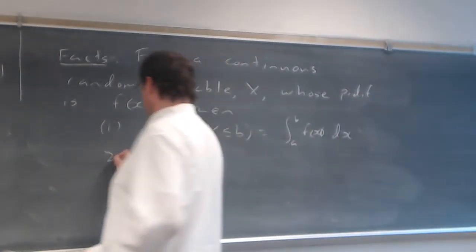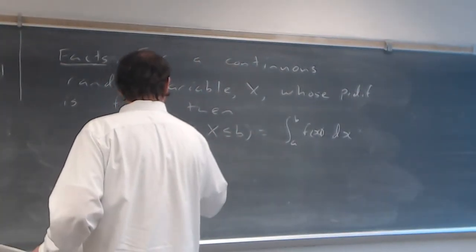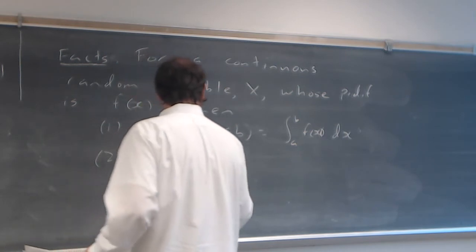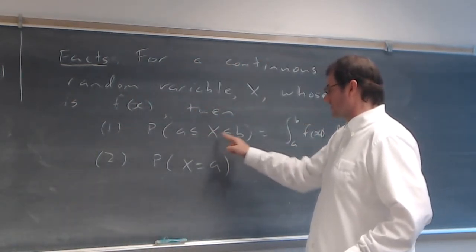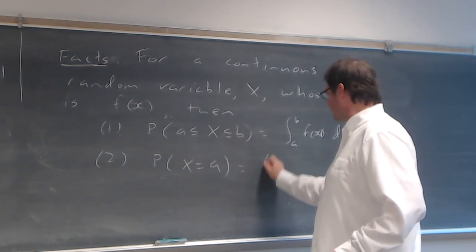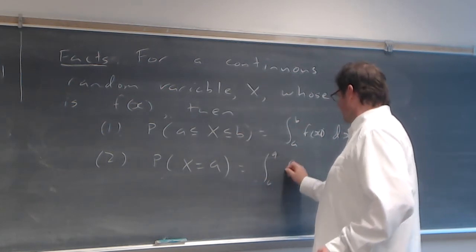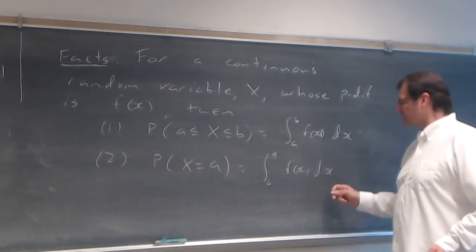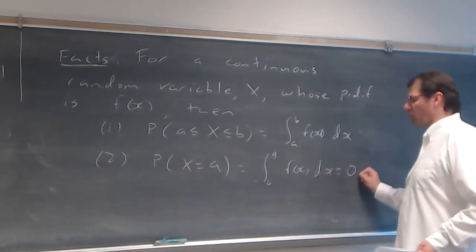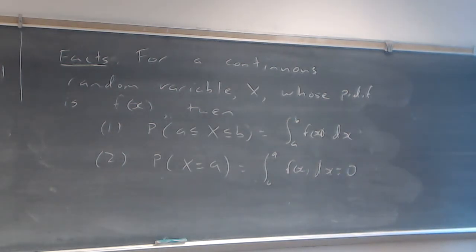And 2, the probability that x equals a is really the probability that a is less than or equal to x is less than or equal to a, which is equal to the integral from a to a of f of x dx. And that integral is going to be equal to 0. And that's an interesting fact. That means that for a continuous random variable, the probability that it is equal to a particular number is 0.